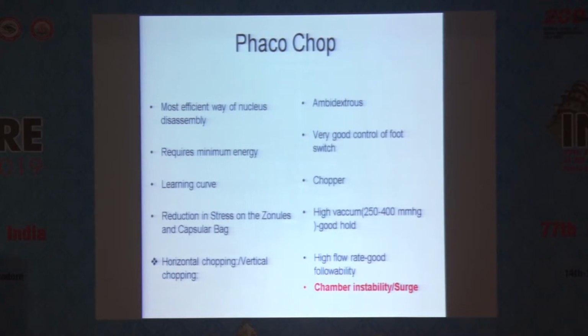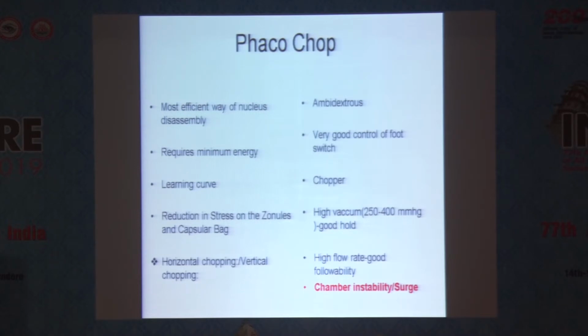Phaco chop is the most efficient way of doing the nucleotomy, because it requires minimum energy, but it has a learning curve. There is less stress on the zonules and the capsular bag, and it can be horizontal or vertical. But you should be ambidextrous.